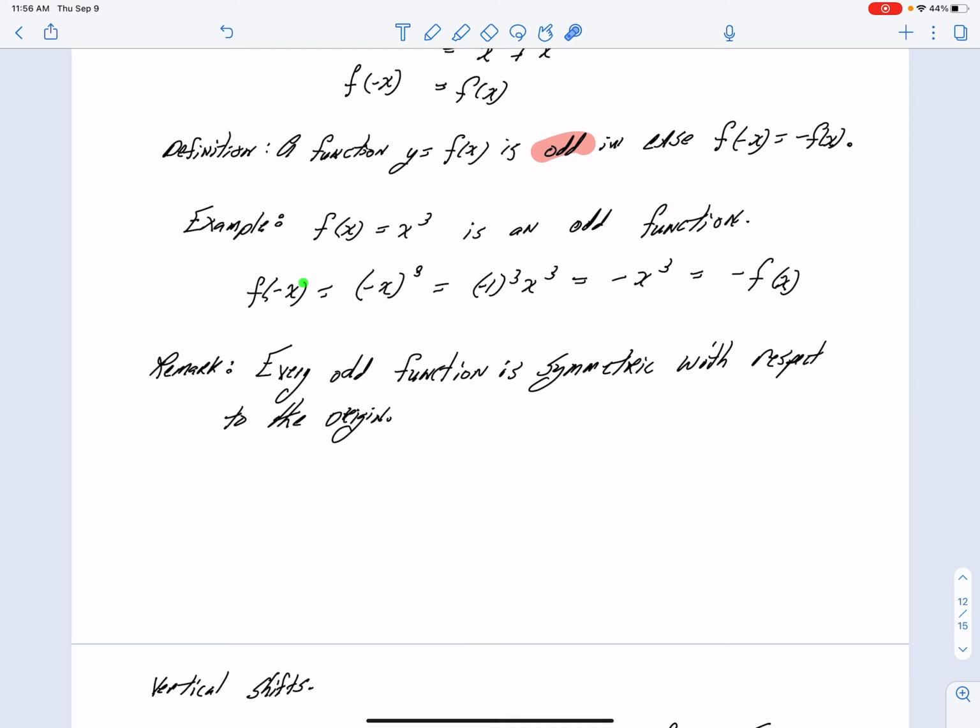Well, I would take the function f, plug in minus x, and see what I get. I get a minus x all cubed, which is the same as a minus 1 cubed times x cubed. But minus 1 cubed is minus 1. So I get a minus x cubed. And notice f is x cubed. What's minus x cubed? It's minus f of x. So what have I just shown? That f of minus x is minus f of x, and that is what it means to be an odd function.